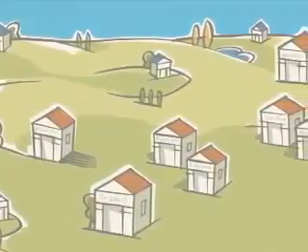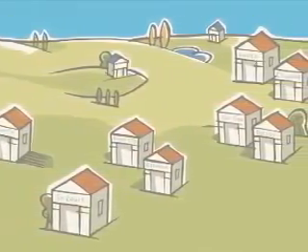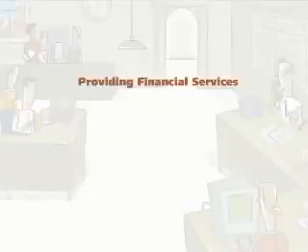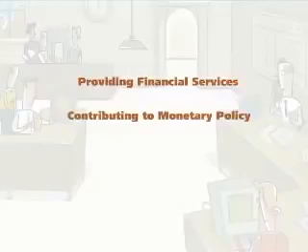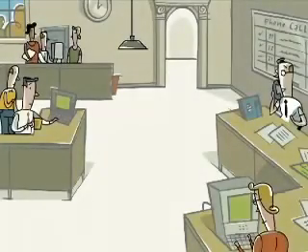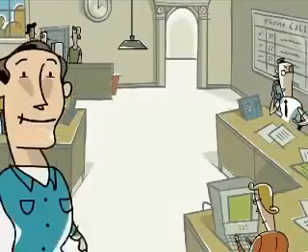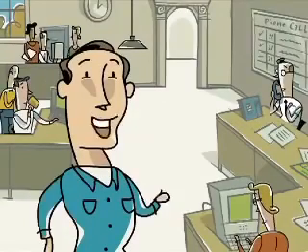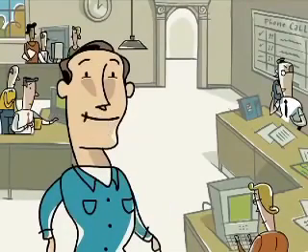In all, there are 12 districts in the Federal Reserve, and each is served by a regional reserve bank. Many also have one or more branches. As we'll see, reserve banks have three main responsibilities: providing financial services, contributing to monetary policy, and supervising commercial banks in their regions. Now don't worry if you didn't catch that the first time through. We'll take a look at each of these activities one by one. First, let's head to the financial services area and see why a reserve bank is often called the banker's bank.